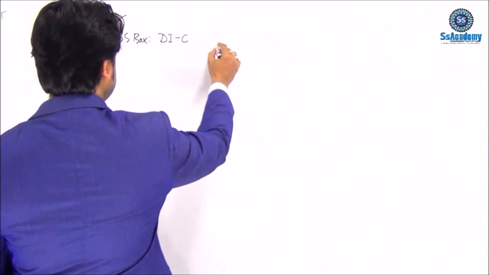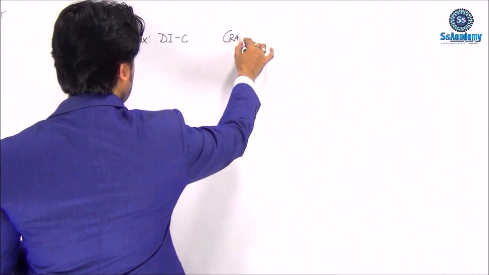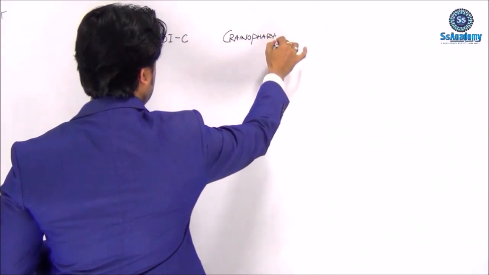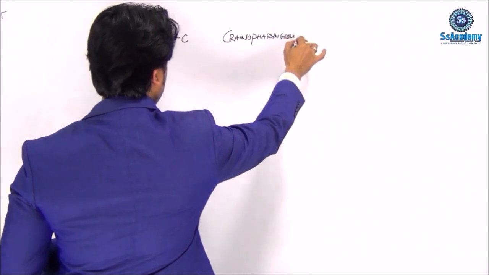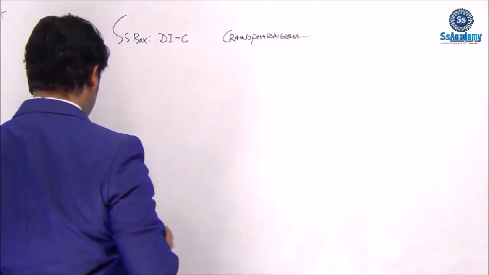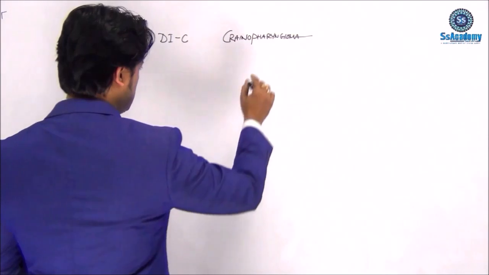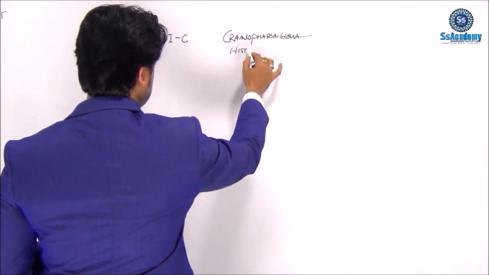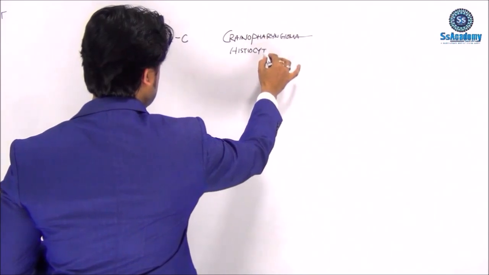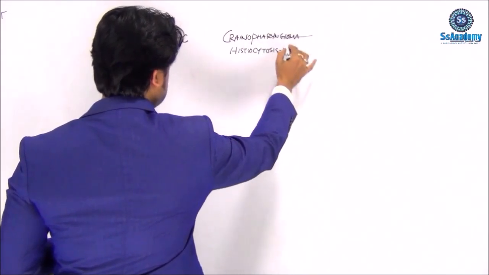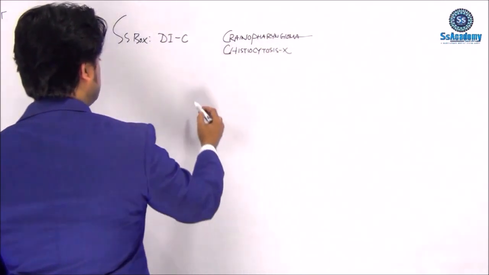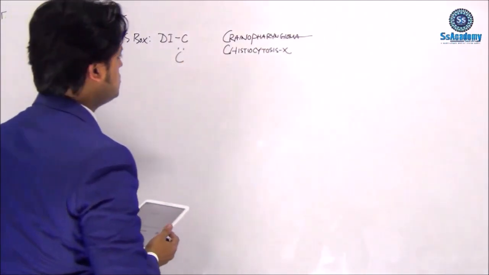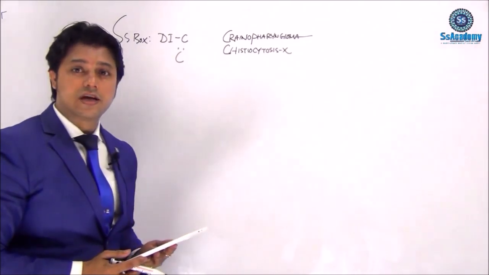DIC, as I said, craniopharyngioma. Right, so craniopharyngioma. And the next diagnosis that we need to remember is histiocytosis X. I put the C, meaning I want to make this rule of C for craniopharyngioma and histiocytosis X.